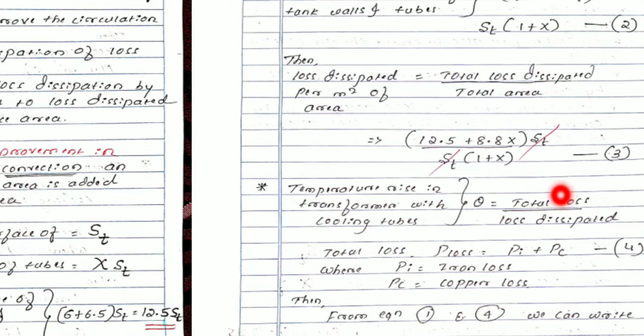We have two different kinds of losses. One is the constant losses, and one more is the copper losses. Is it right? So constant losses are nothing but the iron losses. Which losses do iron losses include? Hysteresis losses as well as the eddy current losses.